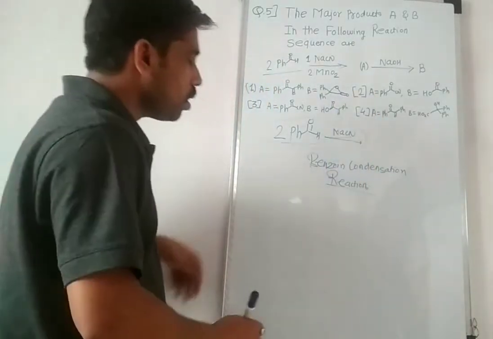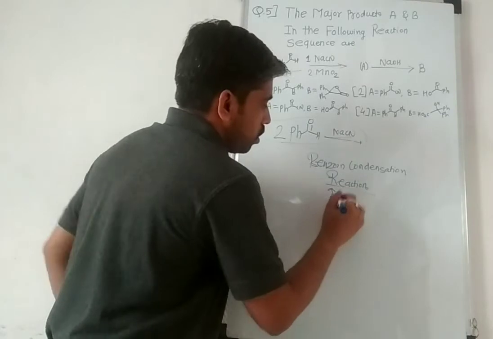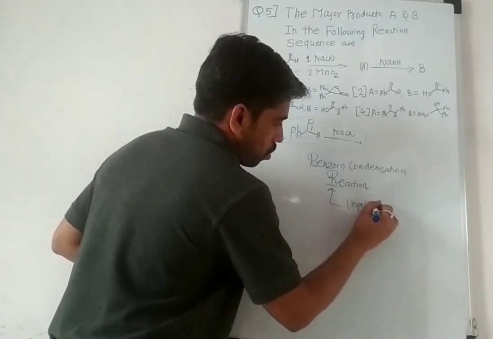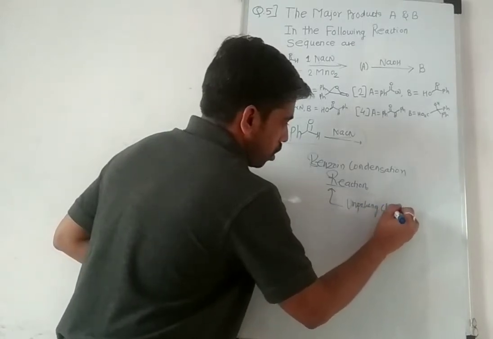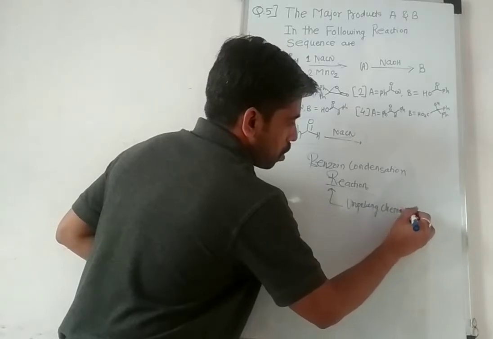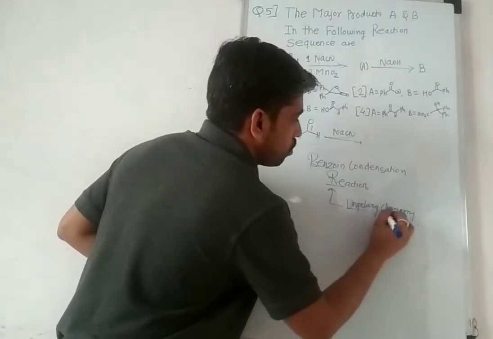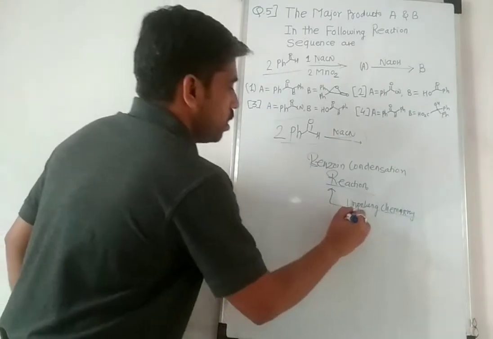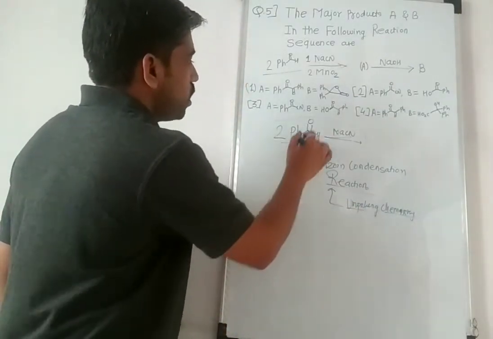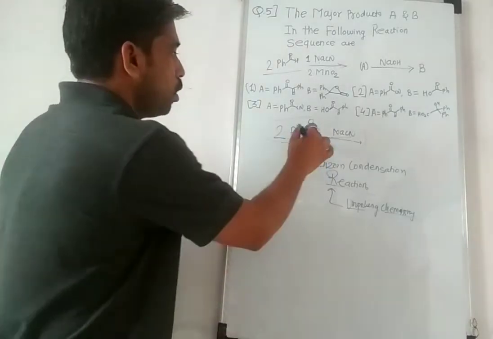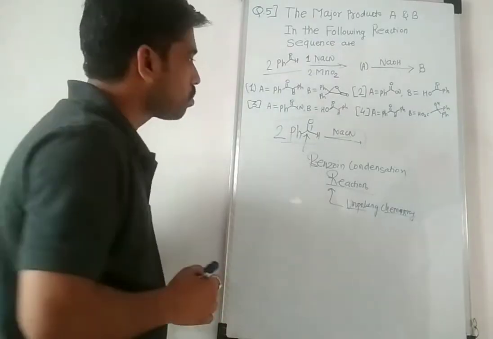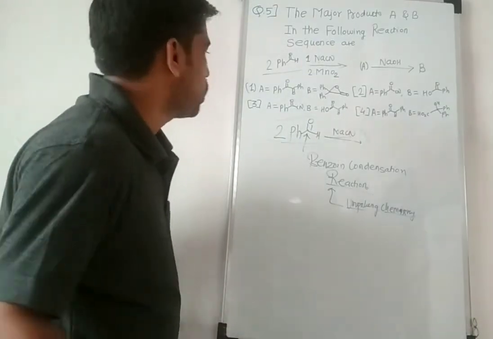Benzoin condensation is an example of Umpolung chemistry. Umpolung means a reversal of polarity. It means the electron deficient carbonyl center of the benzaldehyde is converted into a nucleophilic center. So let's see the mechanism of this reaction.